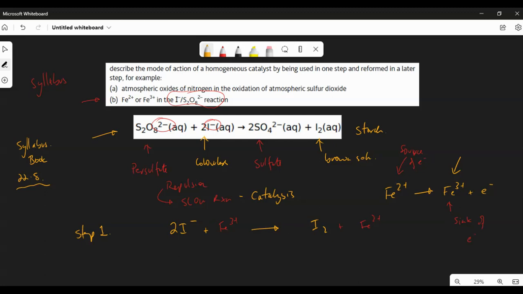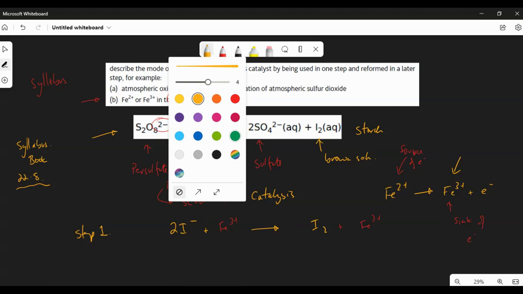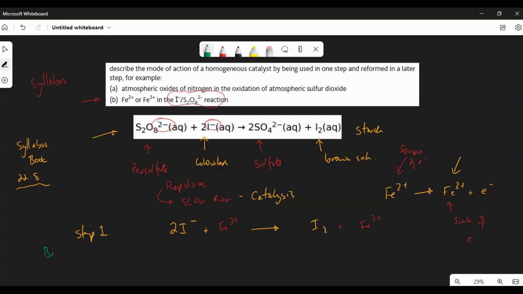So this looks nicely like step one. It looks like it's balanced because it's got two iodines on the left and two iodines on the right, and one iron on the left, one iron on the right. But something that students forever fail to remember is that it must balance in species and charge. And this one doesn't balance in charge. On the left, we've got 2 minus and 3 plus, which is +1. On the right, we've got +2. So that's not right, is it?